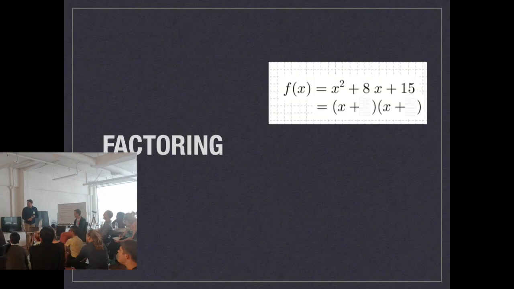Okay, moving on. Factoring. Who wants to factor that for me? X plus 3, X plus 5. How do you know? Because 3 plus 5 equals B and 3 times 5 equals C. Okay, great.